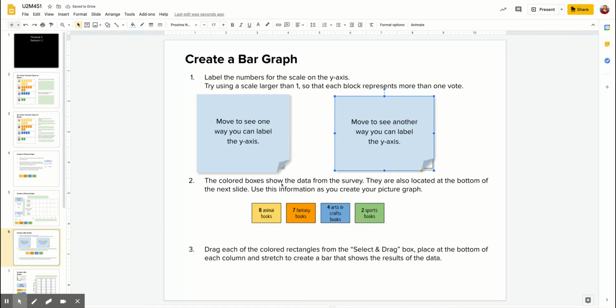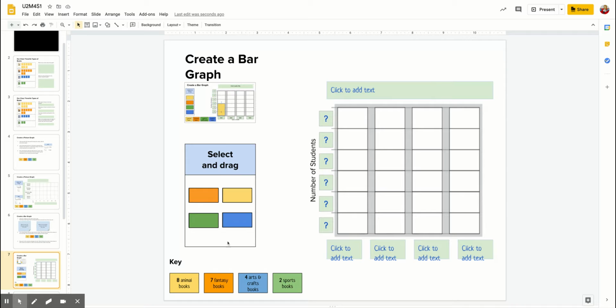The colored boxes show the data from the survey, and they're going to be on the next slide. So you're going to drag each of the colored boxes from here over. So this is what we're talking about. Are you going to put 2, 4, 6, 8, 10, 12? Or are you going to put 4, 8, 12? How are you going to label this? Could you do 1, 2, 3, 4, 5, 6?